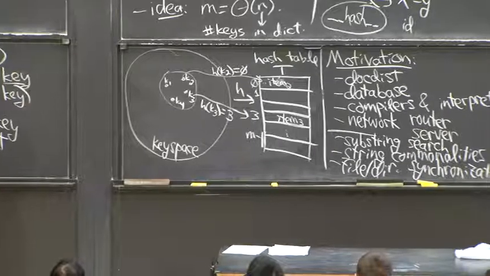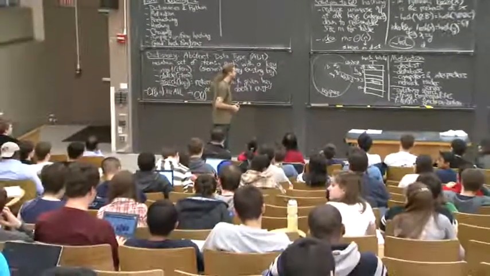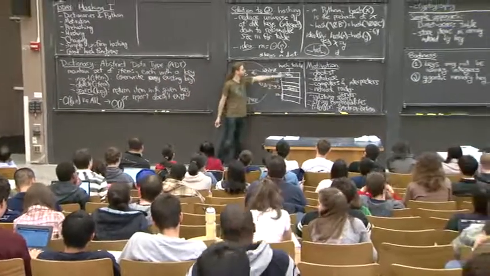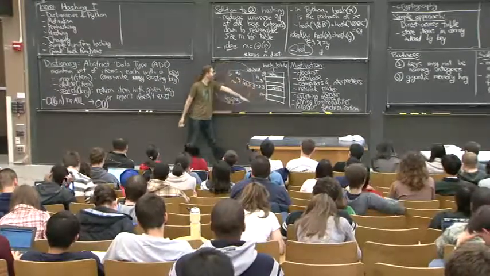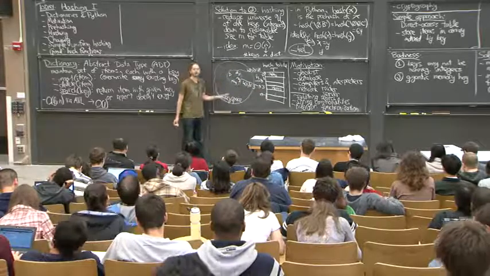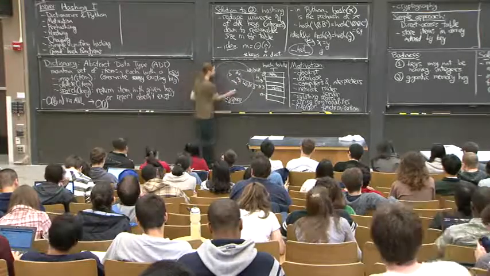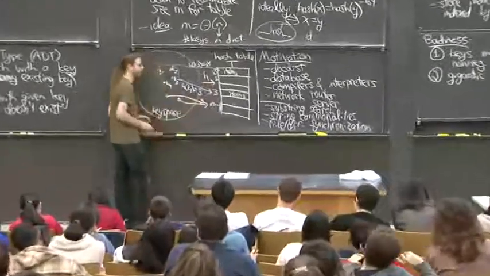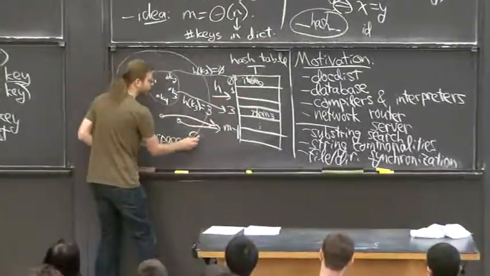Your new keyspace is really small, your old keyspace is large, so there have to be collisions. This is the pigeonhole principle. The number of slots for your pigeons over here is way smaller than the number of possible pigeons. So there are going to be two keys that map to the same slot in the hash table. This is what we call a collision.